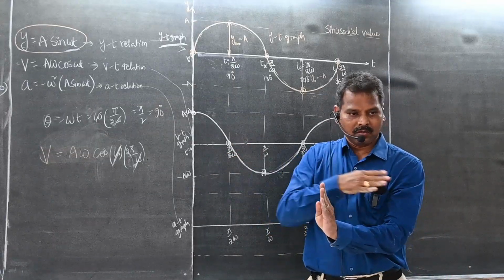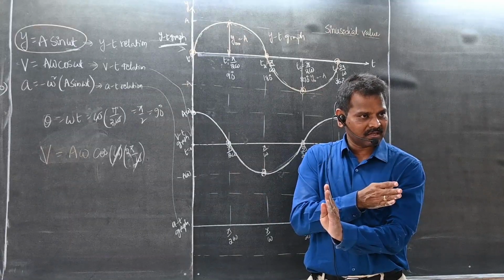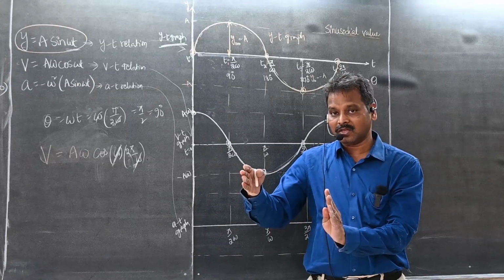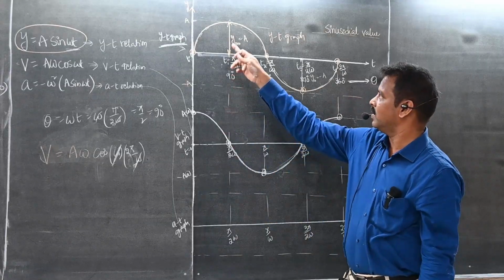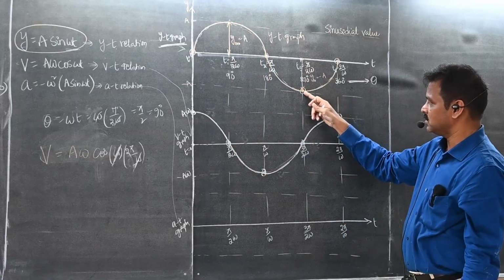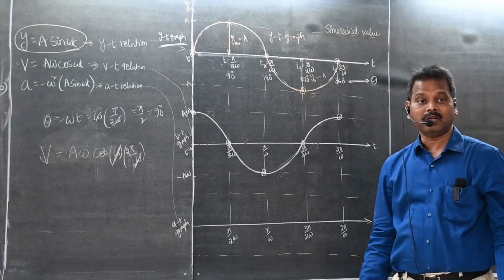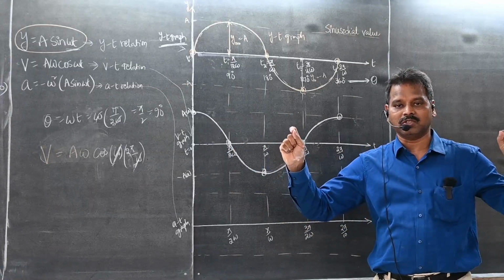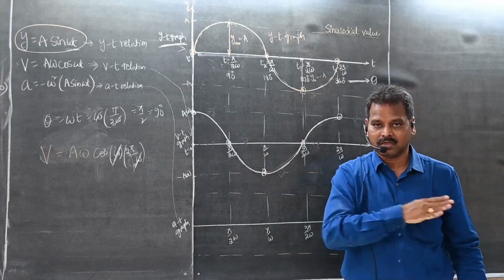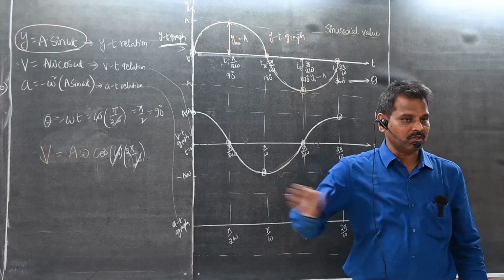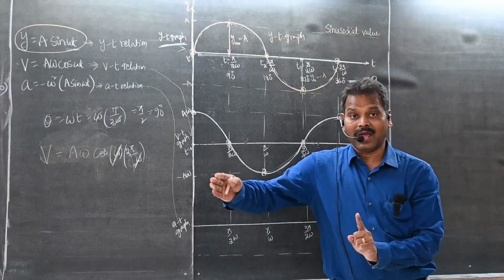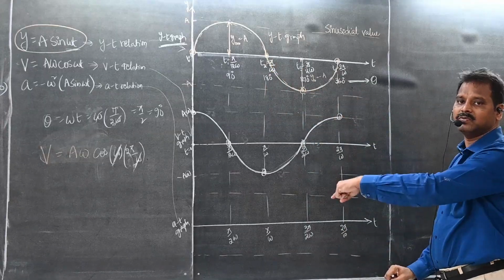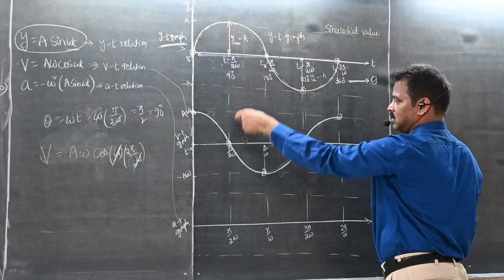This is the mean position. When displacement is maximum, velocity is 0, because it is changing its direction. Here also, displacement on the other side is maximum, and velocity is 0. So at both the extreme positions, the velocity of the particle executing SHO must be equal to 0. Correct? Here velocity 0, here velocity 0. Velocity on both sides is 0, but displacement is maximum. Clear? That's why we are comparing these two by taking the same time.